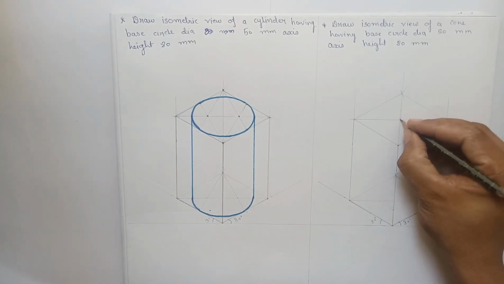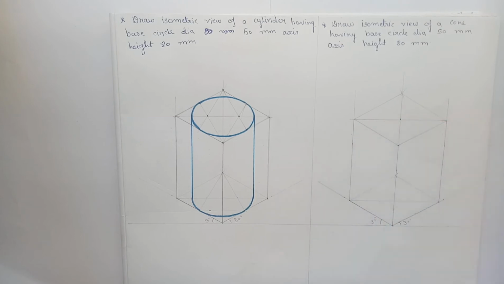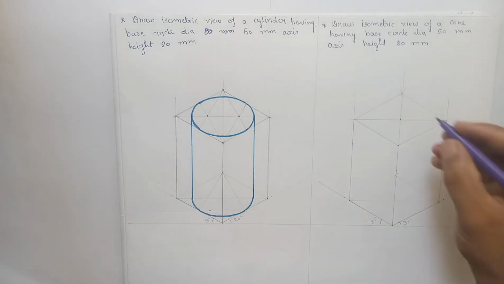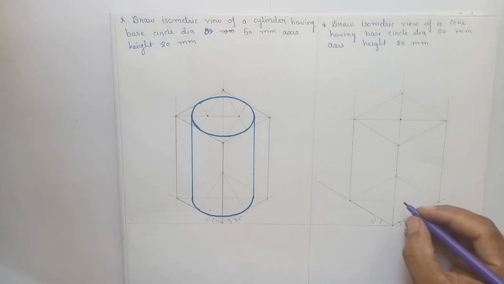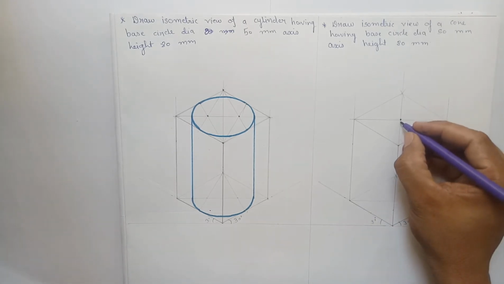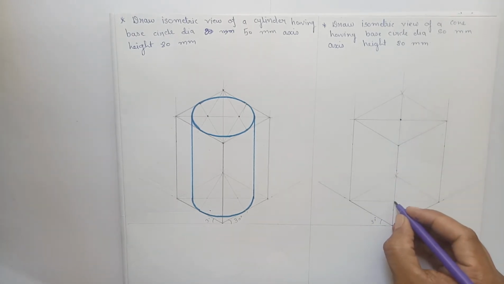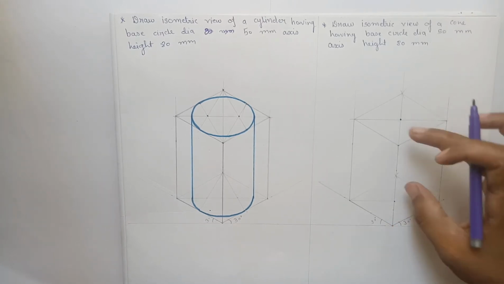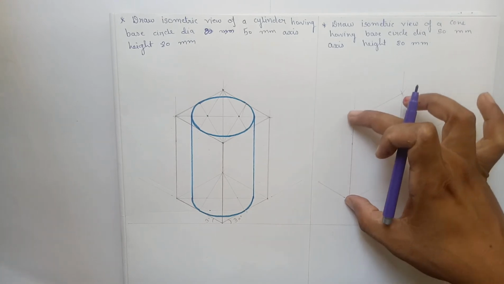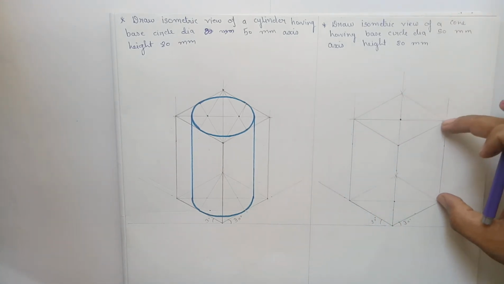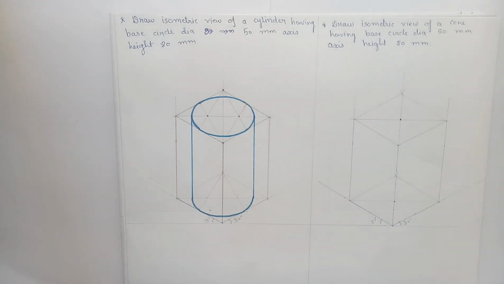Now the intersection point of these two diagonals is going to be the apex point of the cone, and if we join the apex point to the center of the base, it will give us the axis height. So axis height is equal to 80 mm. As we have measured, this length is 80 mm, so the axis height will become 80 mm. Now we have to draw the base.